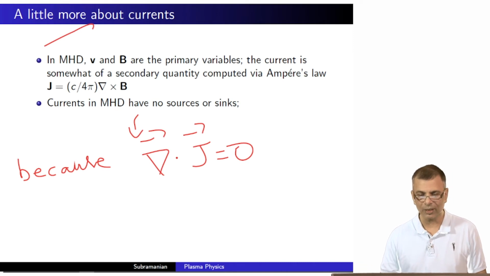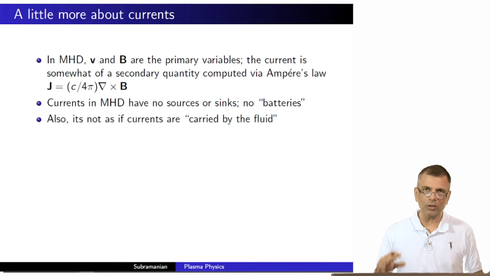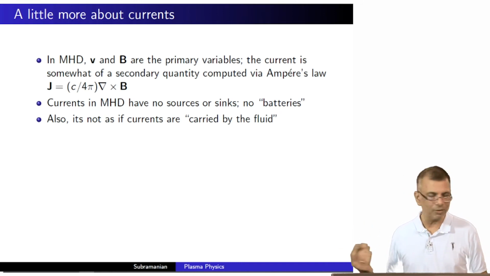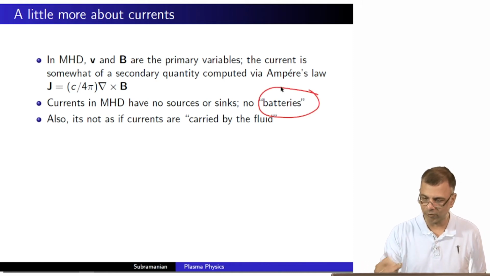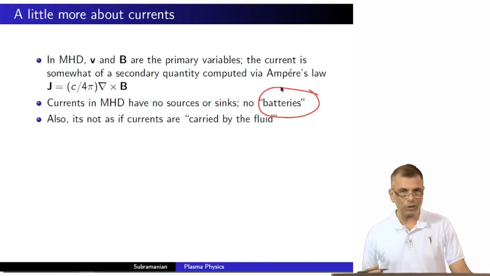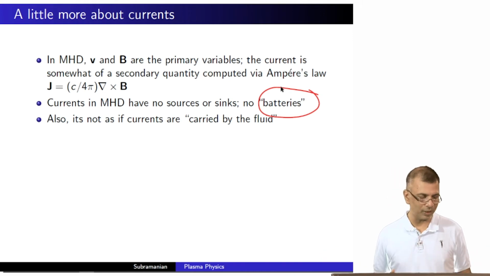So this is a strange thing, and in other words, there are no batteries. Okay, a battery is a source and a sink of current, isn't it? The positive terminal of the battery is a source of current, and the negative terminal of the battery is a sink of current. There are no sources or sinks in MHD. There are no batteries. Very important. Normally our notion of current flowing in wires is precisely this. You always think of a battery or a generator which generates the current and the other side taking the current back, but there are no such things in MHD.